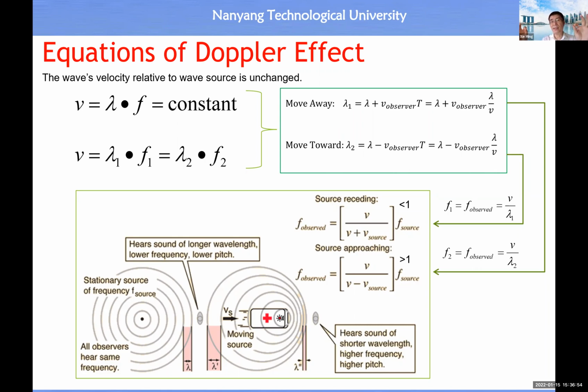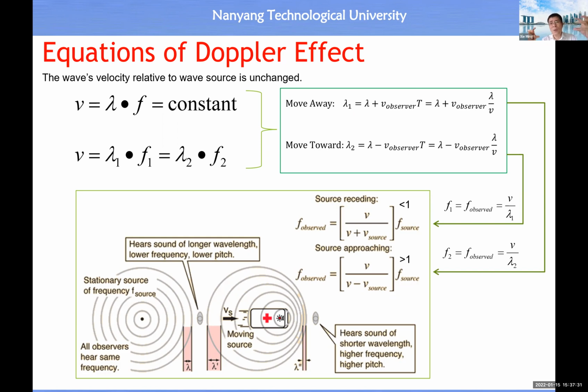So when they move away, the relative velocity will increase the distance between the source and the observer. In this case, the wavelength will increase. When the source moves closer to the observer or the observer moves closer to the source, then the wavelength will shorten. The amount of reduced distance is equal to the relative velocity times the time of one cycle. So you get this formula. Then what is t? T is equal to the wavelength divided by the velocity of the wave itself.